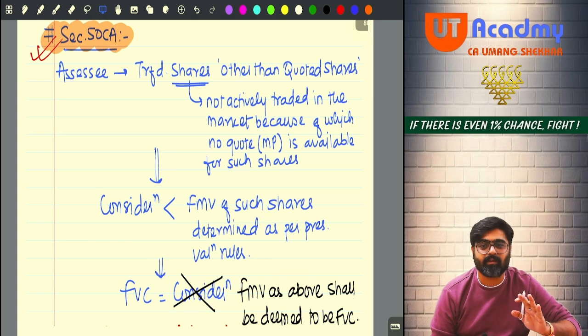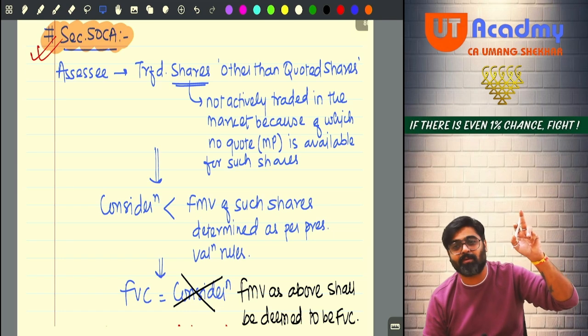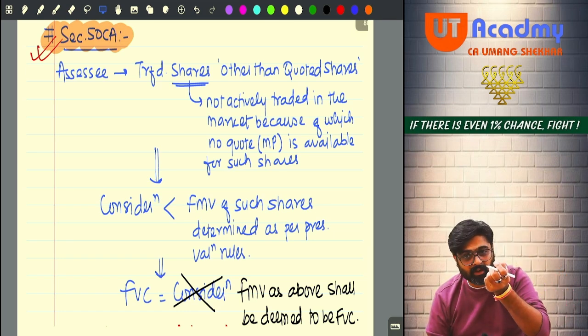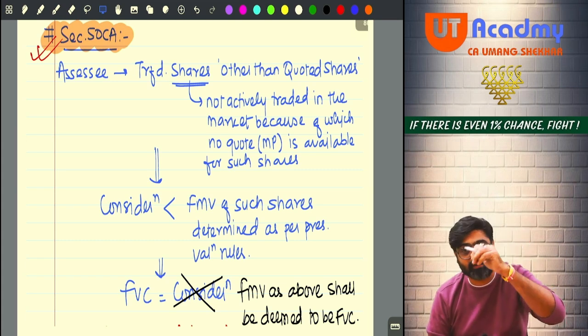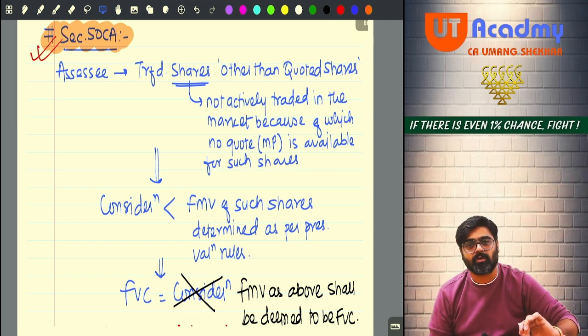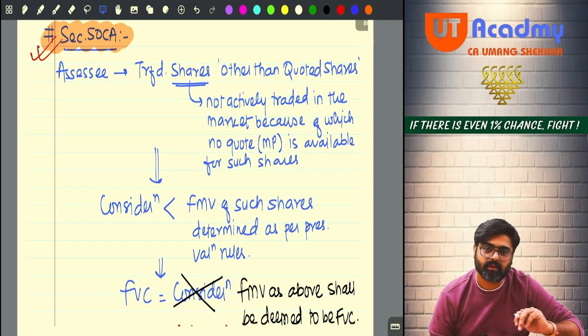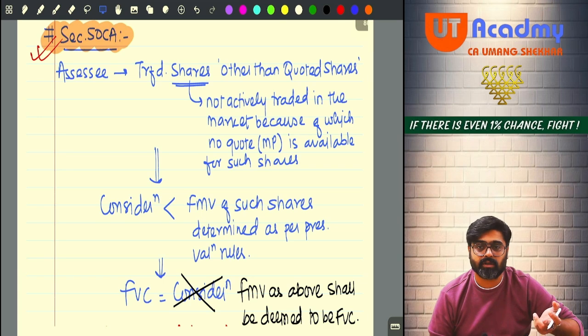No need to check whether the difference between both of them is more than 10% or not. That you see for immovable properties, not here. Even if the fair market value is a single rupee more as compared to the sale consideration, your sale consideration will be ignored and the fair market value will be taken as your full value of consideration. Will you remember this? This applies to all the shares, only those other than quoted shares, for which the market price is not available.